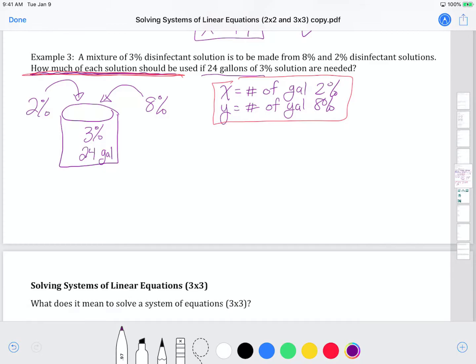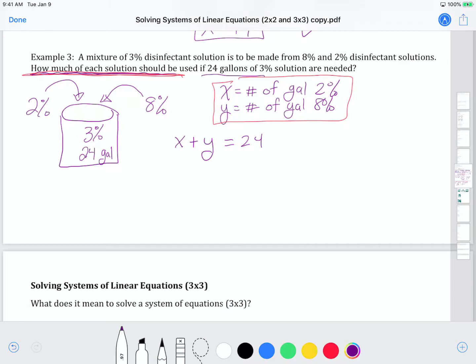Okay, now I have to set up my system of equations. So I know I want to end up with 24 gallons at the end. So right off the bat, I can come up with an equation. X plus y is equal to 24. If I add the number of gallons of 2% and the number of gallons of 8%, I want to end up with 24 gallons.